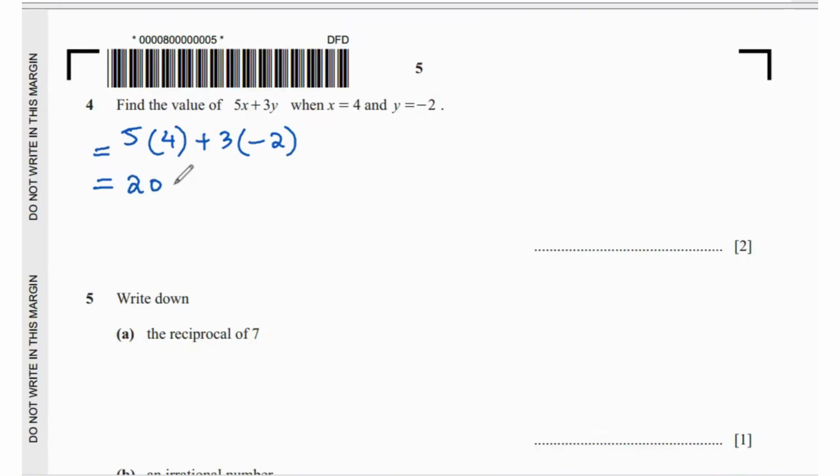So that's 20 minus 6. When you multiply a positive and a negative integer, the result is always negative. So that gives us 14.